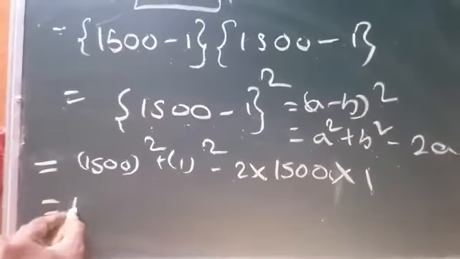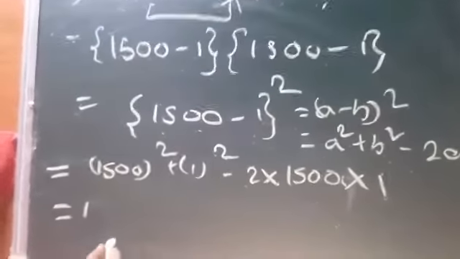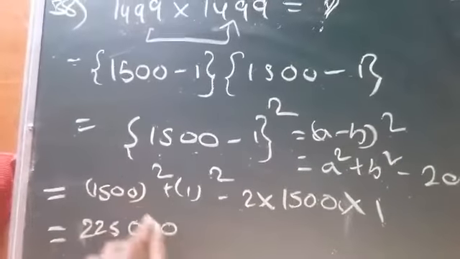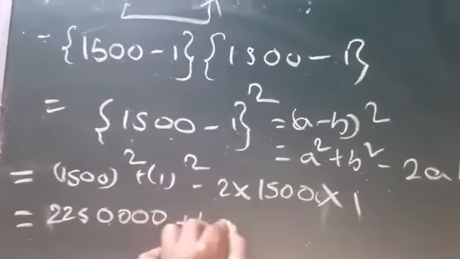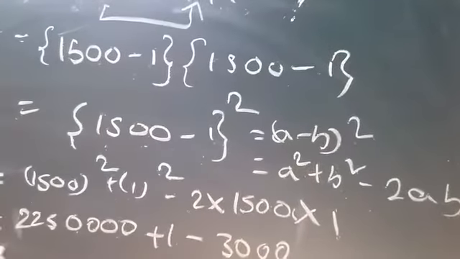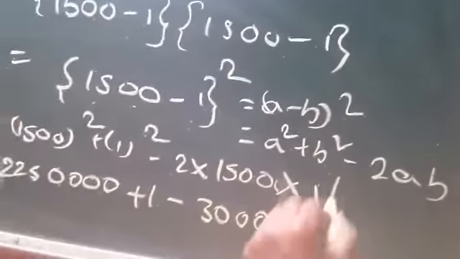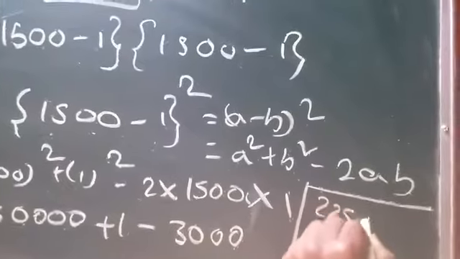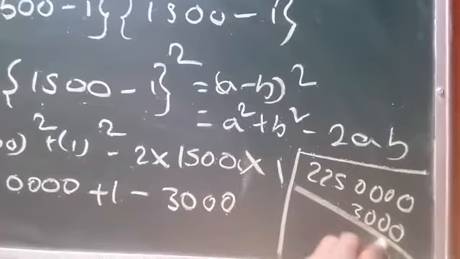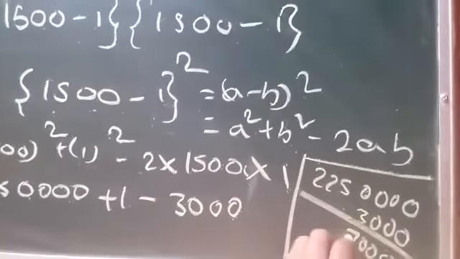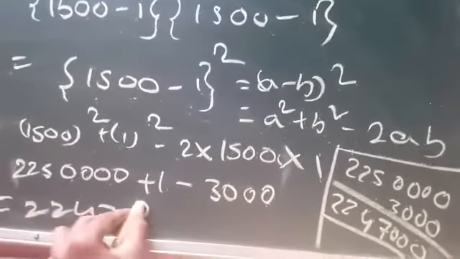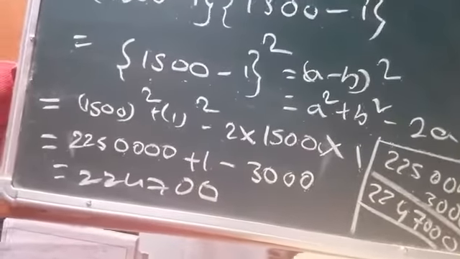Now calculate 1500 into 1500. 15 15s are 225. Keep 4 zeros. Here we have to square, so keep 4 zeros, plus 1. 2 15s are 30. Keep 2 zeros. Now subtract these two. You will get the final answer for this given question. 225 0 0 0 0 minus 3 0 0 0 0 0... 10 minus 3, 7, and so on: 2 2 4 7 0 0 is the answer for this given question.